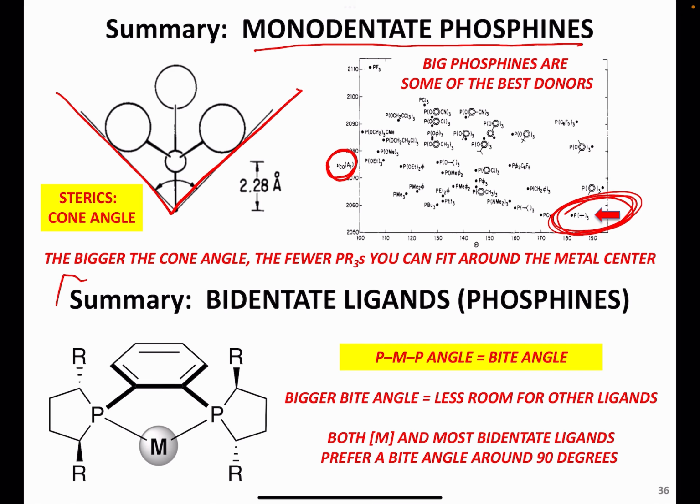If you then, let's say, upgrade and use bidentate or multidentate ligands, the PMP angle is known as the bite angle. The bigger the bite angle, the less room there is for other ligands, and both the most popular chelates and the transition metal center both like to hover around 90-degree bite angles. This is a recipe for making very stable transition metal complexes, and I hope you'll make some very stable transition metal complexes. And furthermore, I hope you learned something.